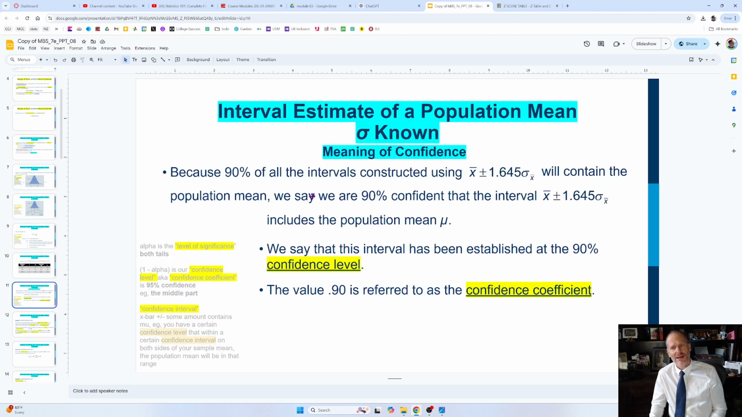Because 90% of all intervals constructed this way will contain the population mean, we say we are 90% confident that this interval, the sample mean plus or minus that margin, includes the population mean mu. We say that this interval has been established at the 90% confidence level. The value 0.9 is referred to as the confidence coefficient.